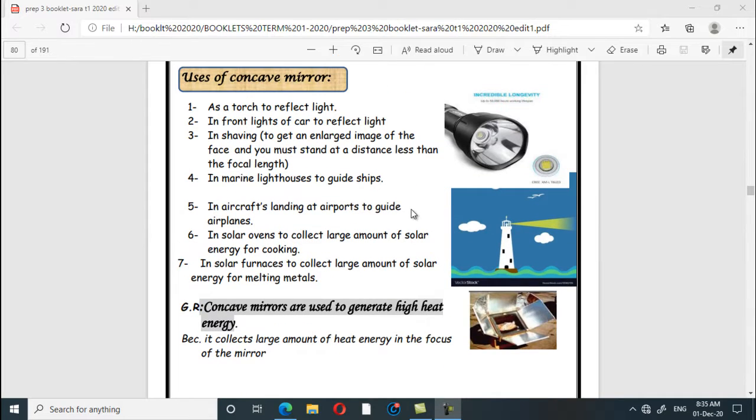What are the uses of the concave mirror? We can use it inside the torch to reflect light or make it more condensed or more concentrated, in the front lights of the car, in marine lighthouses to guide the ships, in aircraft landing at airports to guide airplanes, and in solar ovens, with mirrors on each side to concentrate the light till reaching the food to cook it faster.